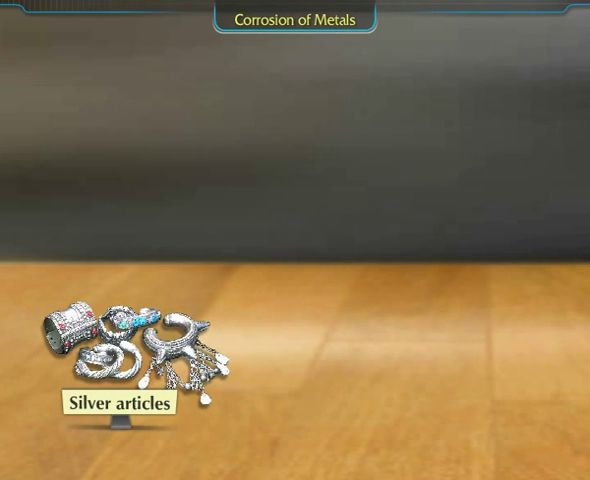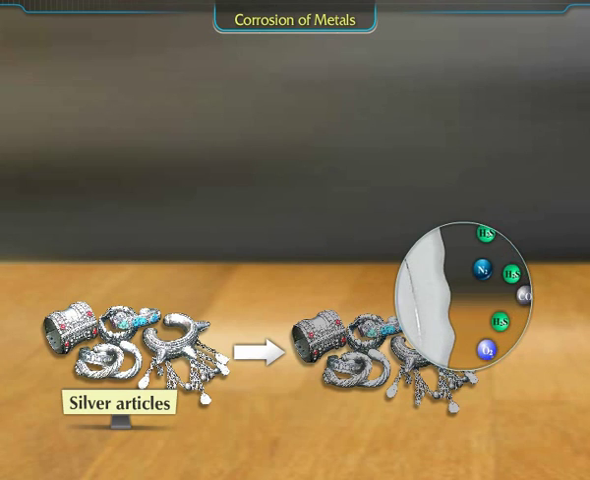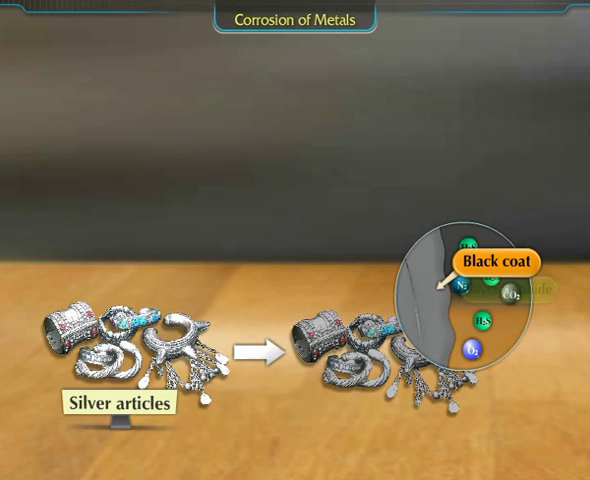When silver articles are exposed to air, they lose their shine and become black. This is because silver reacts with the compounds of sulfur such as hydrogen sulfide and forms a black coat of silver sulfide.